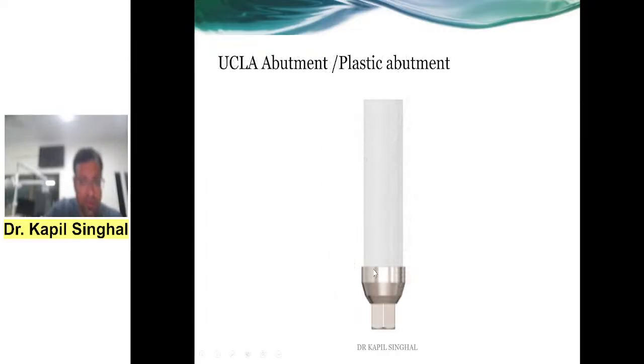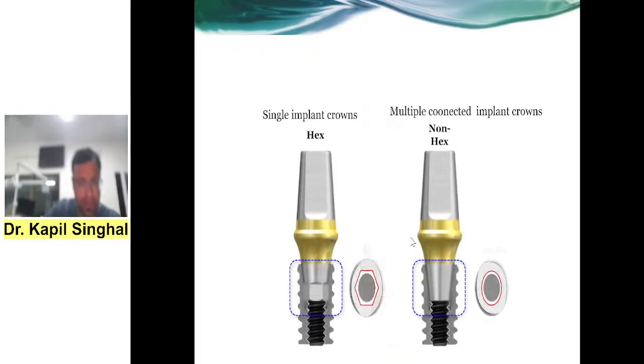Whenever I have to make the second kind of prosthesis, that is a screw retained prosthesis, the abutment that I will utilize is basically a UCLA abutment or a plastic abutment. So this abutment is used to make a screw retained prosthesis.